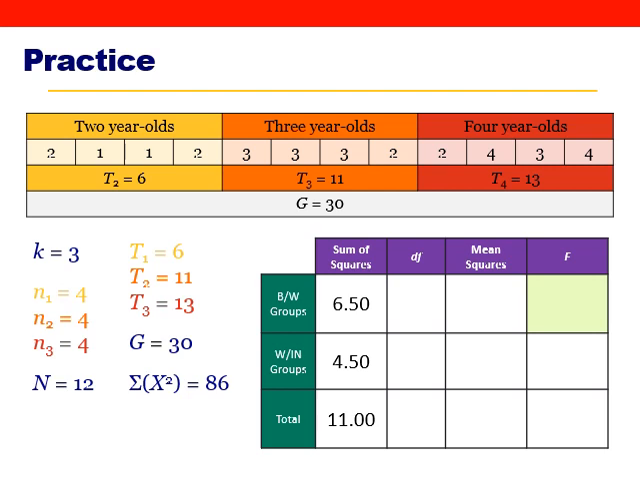Our degrees of freedom from top to bottom are going to be 2, which is k minus 1, 9, which is big N minus k, and 11, which is big N minus 1.